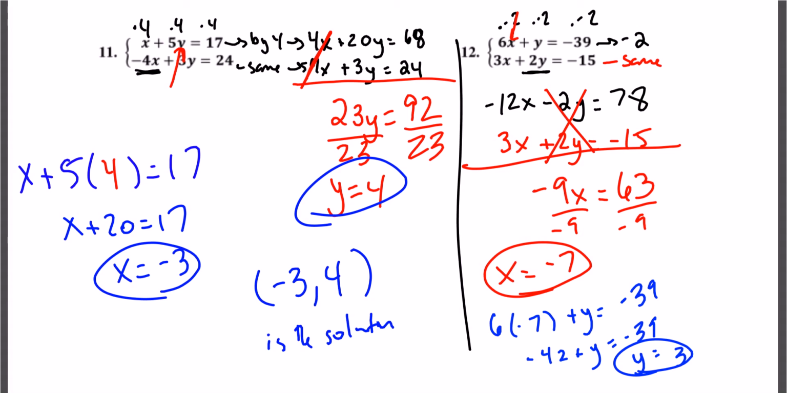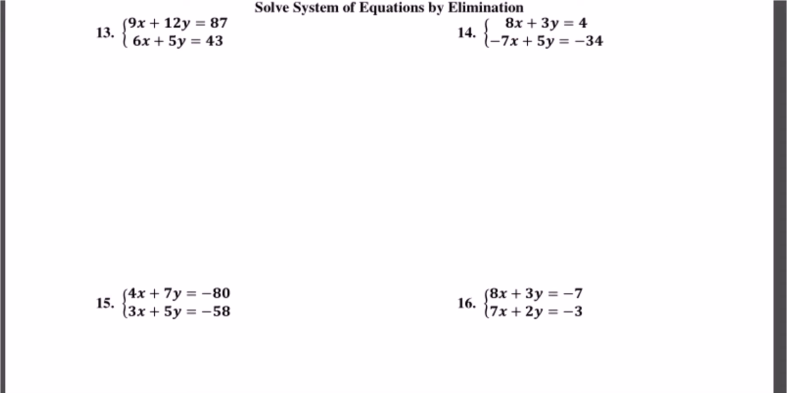I have a y, I have an x, I tie them together. My ordered pair answer is negative 7, 3. That's the solution. And that's it for the second page.